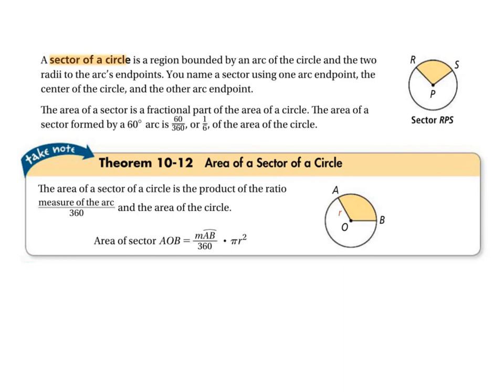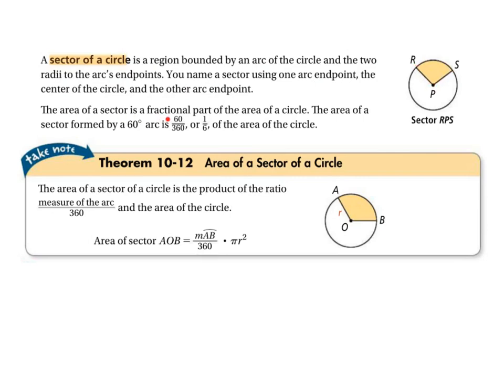Okay, so here's the idea of a sector, which is what we need to talk about when we're talking about some portion of the area of the circle. A sector of a circle is a region bounded by an arc of the circle, like here, AB, and the 2 radii to the arc's endpoints. So radii here, OA and OB. You name a sector using one arc endpoint, the center, and then the other arc endpoint, so AOB, or in this case, RPS. Could you also say SPR? Sure. Those are equivalent, okay?